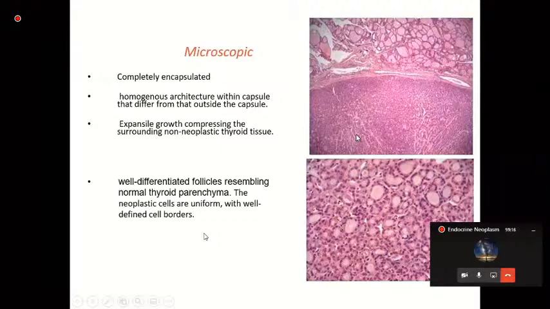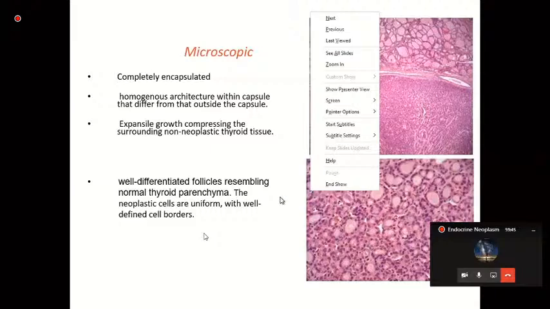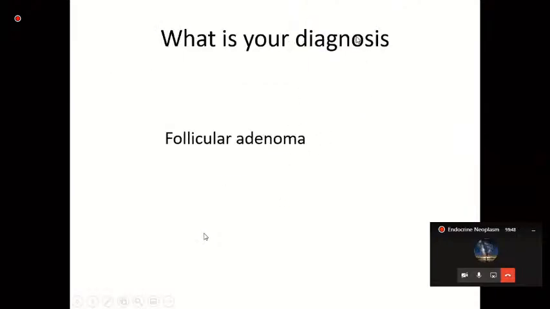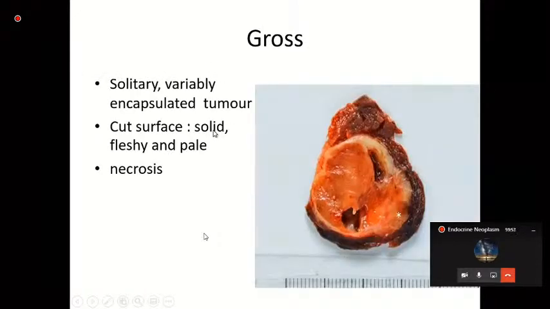So what do you think? Is this carcinoma or adenoma in this case? Adenoma. Yeah, adenoma, because we can see the capsule is intact. You know, the difference between adenoma and carcinoma is the invasion of the capsule. In this case, it is very difficult to diagnose follicular carcinoma because you have to assess the capsule. So what is your diagnosis? Follicular adenoma.